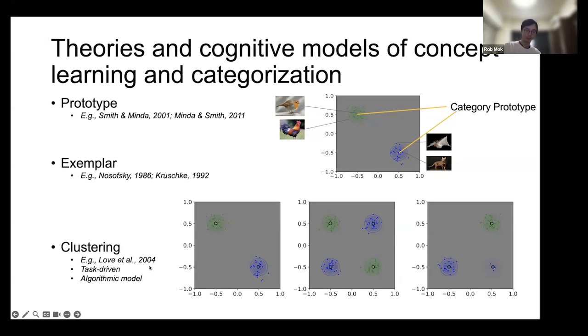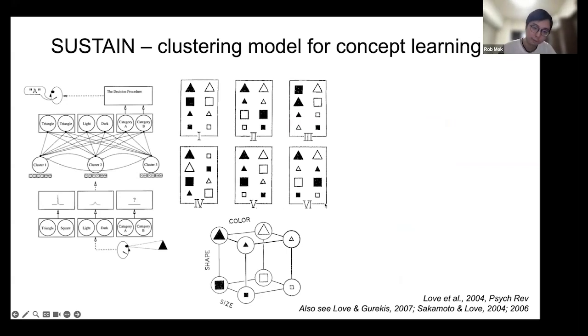And so this is a task-driven algorithmic model. It can be done trial by trial, and we can fit human behavior and also correlate this with brain activity. This clustering model is called SUSTAIN, originally introduced by Brad Love, 2004. It has captured various types of behavior, but this is the particular classic cognitive science one by Shepard. Very simple, 3 features: shape, color, and size.